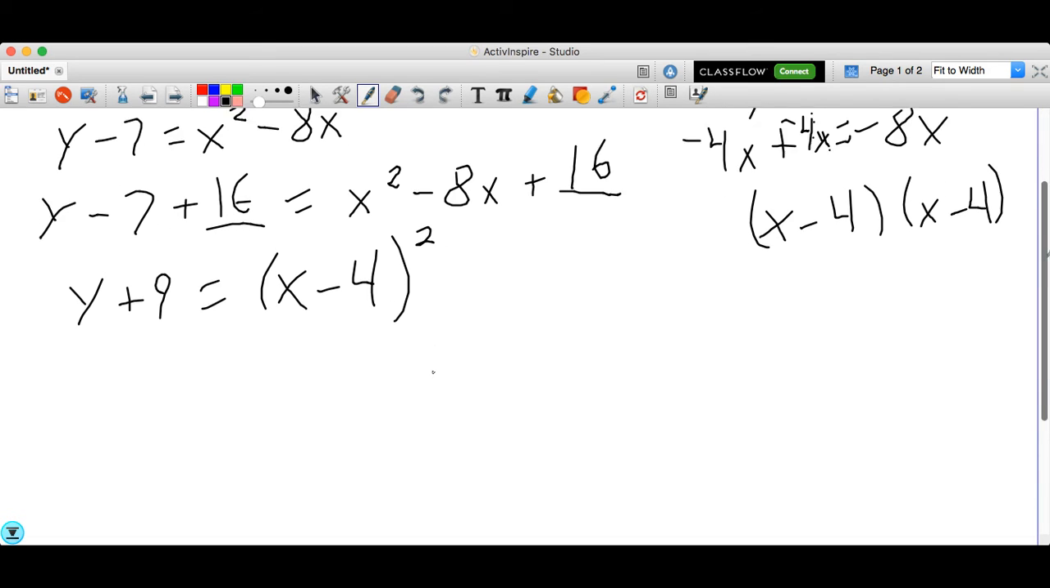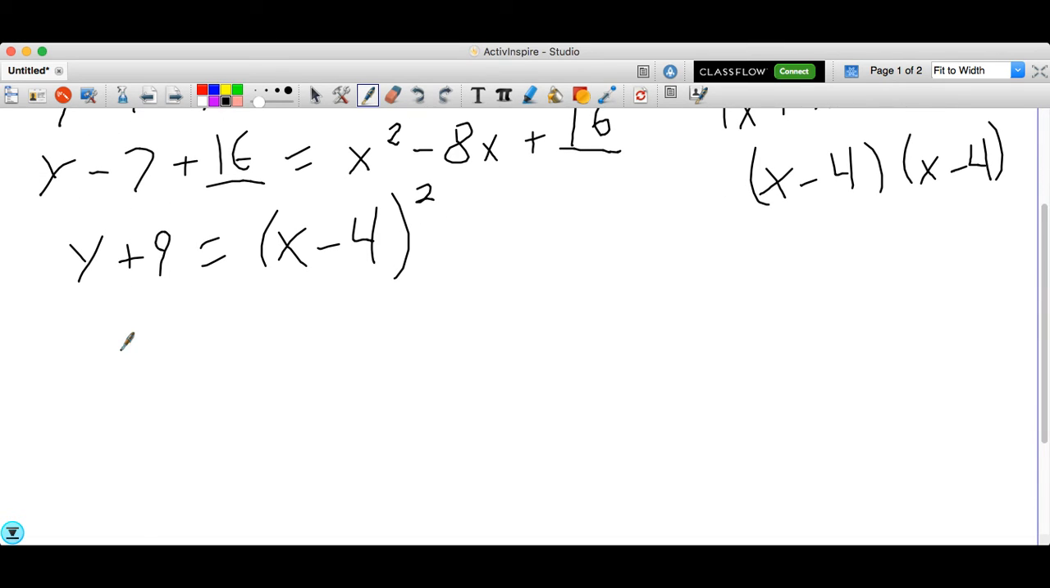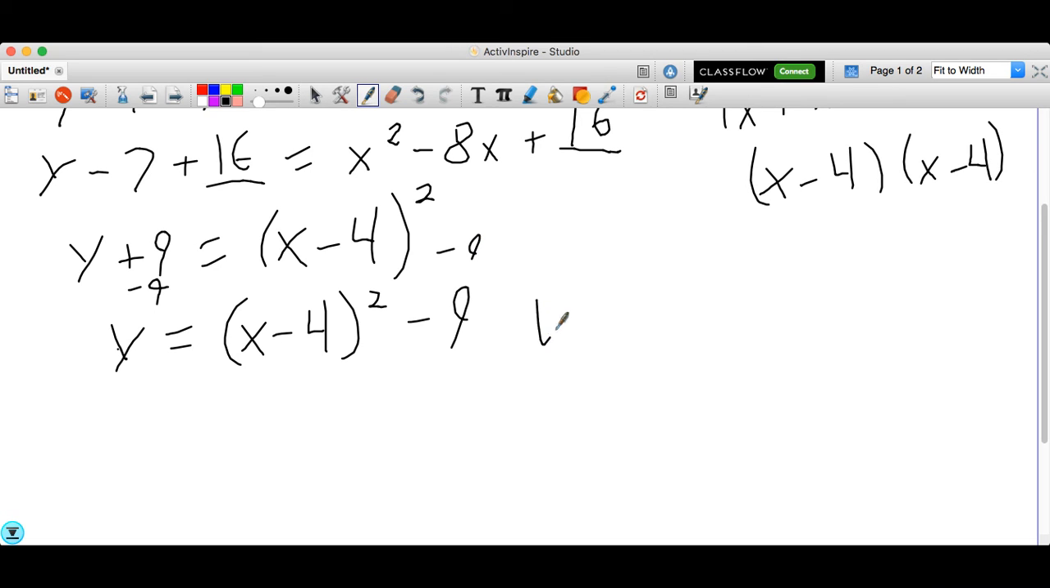Finally, we take our number on the left side, move it back over to get into vertex form because vertex form has y all by itself on the left. So we have x minus 4 quantity squared minus 9 because we subtract 9 from both sides. Okay? Now, that tells us our vertex, this is vertex form. That tells us our vertex is going to be 4 because we flip this one, comma negative 9 because we keep this one.